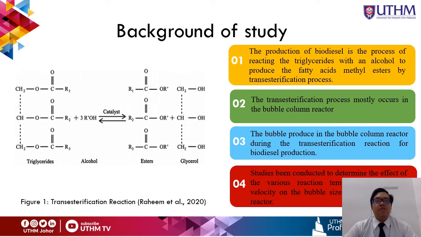Okay, for background of study, the production of biodiesel is the process of reacting triglyceride with an alcohol to produce fatty acid methyl ester by the transesterification process. Figure 1 shows the chemical reaction of the transesterification process. Next, the transesterification process mostly occurs in the bubble column reactor, because the bubble column reactor is more efficient and can operate at high temperature and pressure.